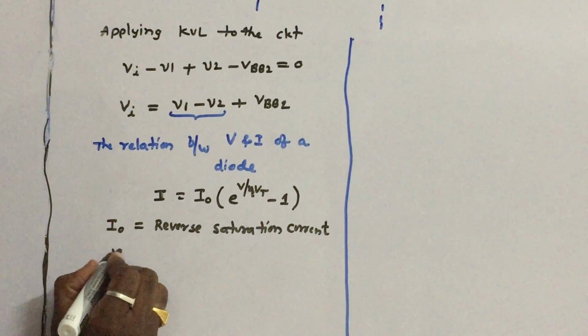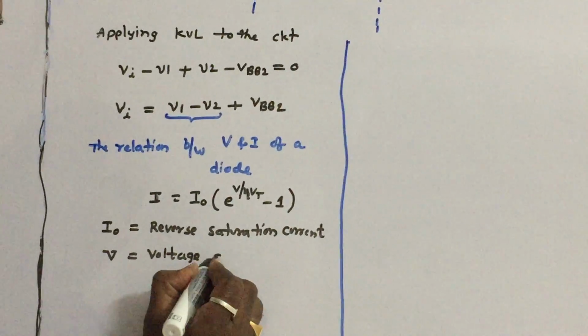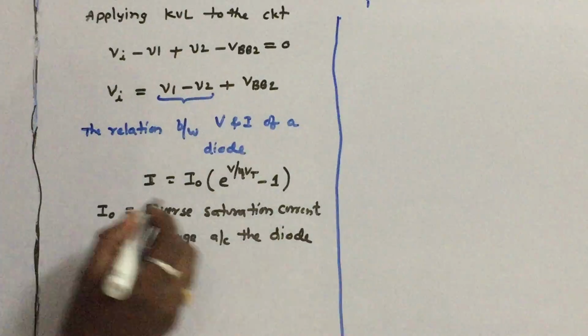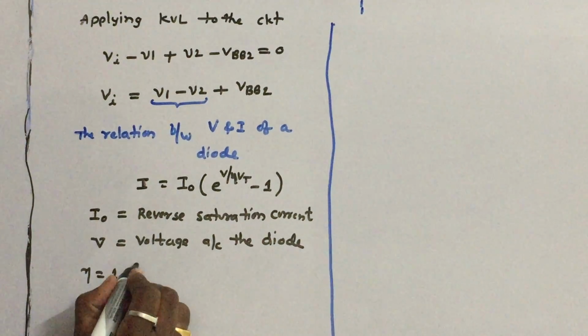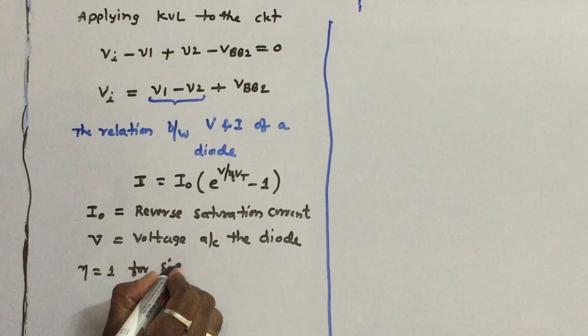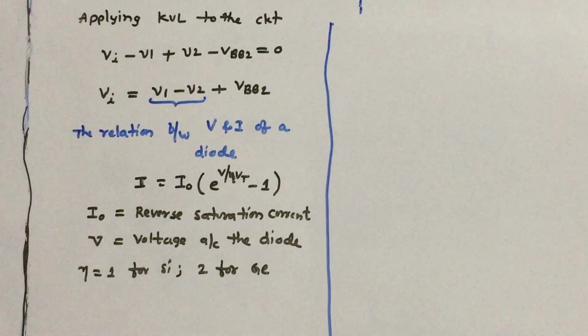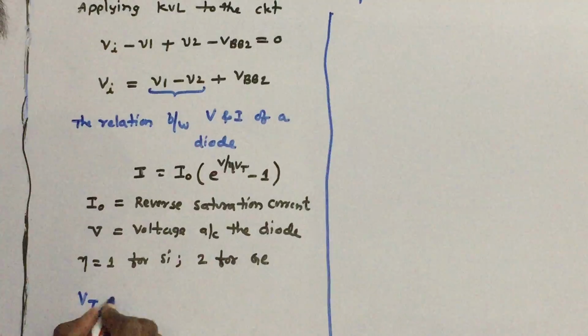So what is V? V is voltage. Remember that, voltage across the diode. Capital I is the current through the diode. Eta is equal to 1 for silicon and 2 for germanium. And what is the Vt formula? All these are basics of EDC.